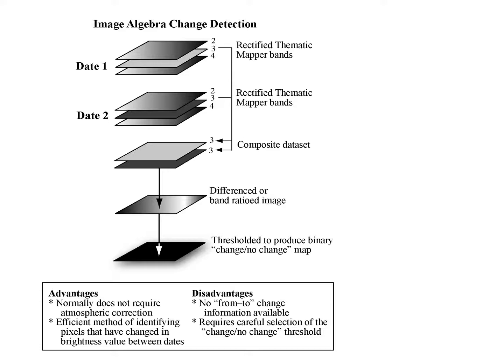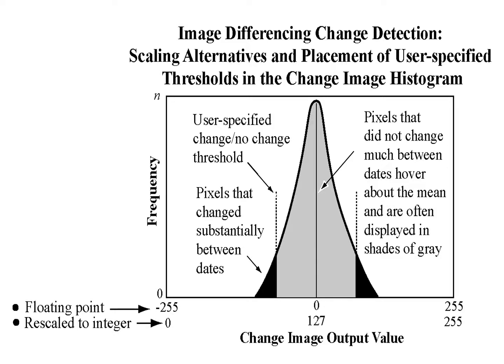And so when we talk about the difference of the band ratioed image, band ratios are when you, for example, divide your near infrared by your red, whereas differenced would be if you, for example, subtracted your values in one from the other. So let's look at image differencing, change detection, scaling alternatives, and the placement of user-specific thresholds in a change image histogram. Well, that's a lot going on there.